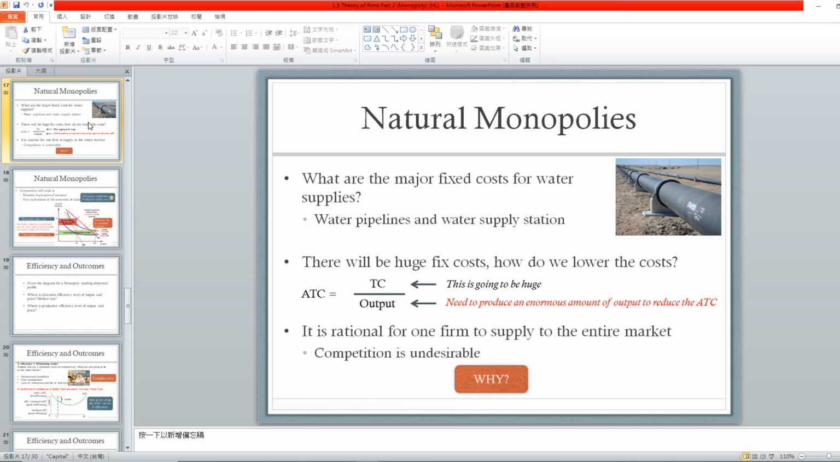I guess I'm going to let you go. It's getting more complicated here. So next week we are going to go through how to draw a diagram for natural monopolies.